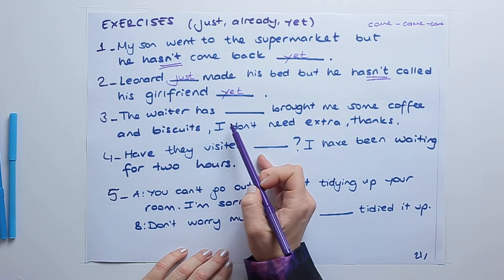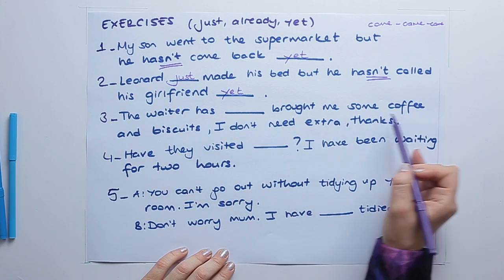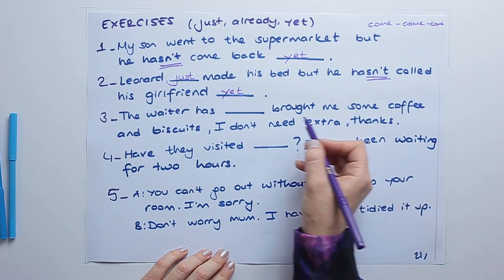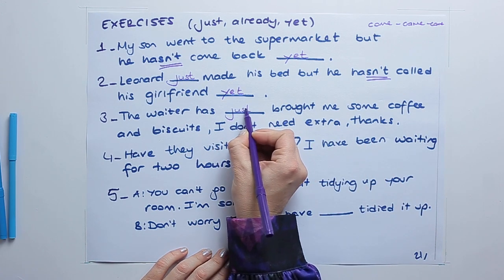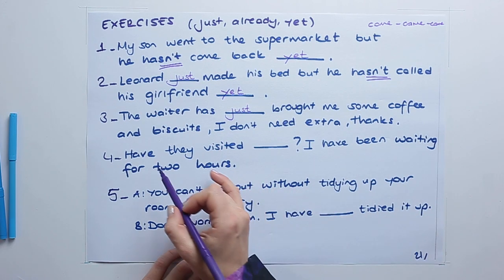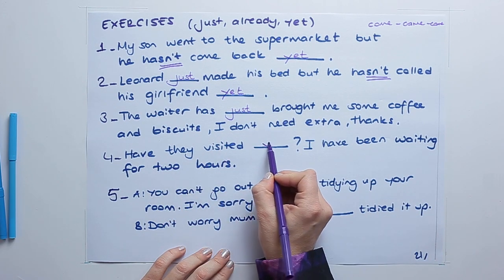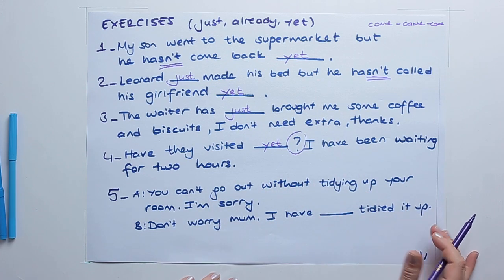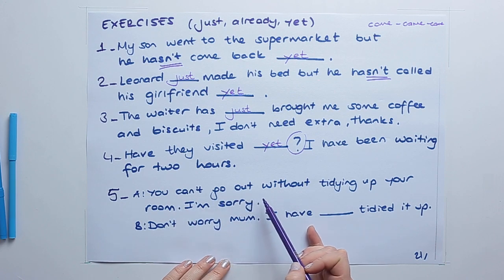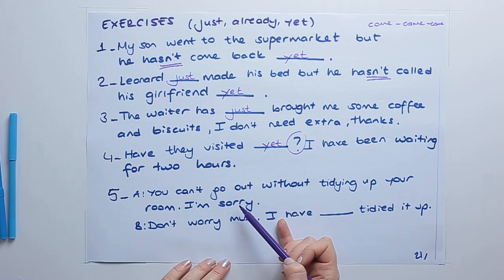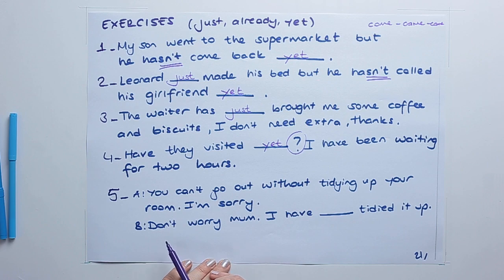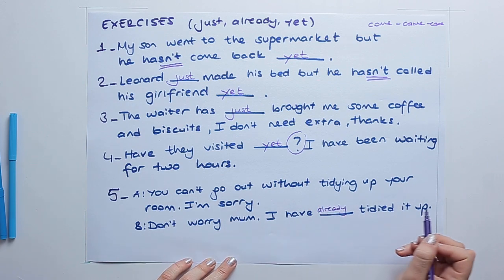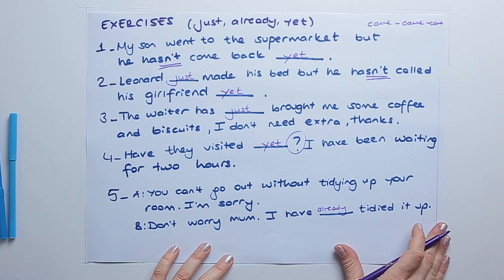The waiter has brought me some coffee and biscuits. I don't need extra things. So that means that I still have them. So I'm using just. Have they visited yet? Question form. I'm using yet. I have been waiting for 2 hours. You can't go out without tidying up your room. I'm sorry, as the mother suggests. Don't worry, Mom. I have already tidied up. So that means the room is tidy.